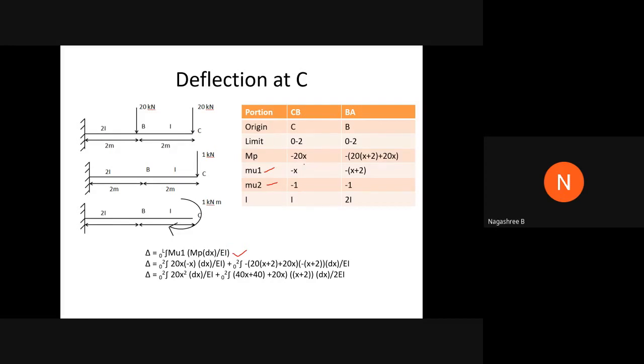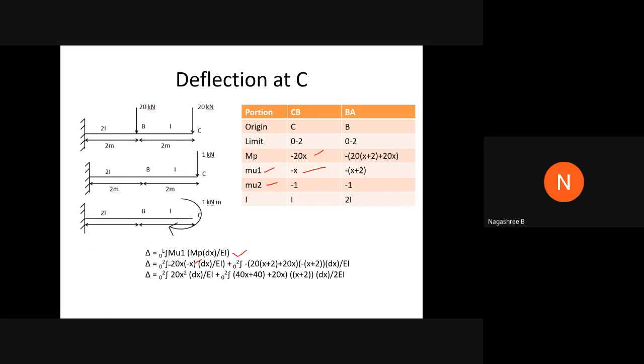Substitute the value of Mu1 for CB first. CB. So Mu1 is equal to -20 into x, and then Mp is equal to -20 into x, and then it is equal to -x. Mu1 is equal to -x dx divided by EI, and then the value for BA.